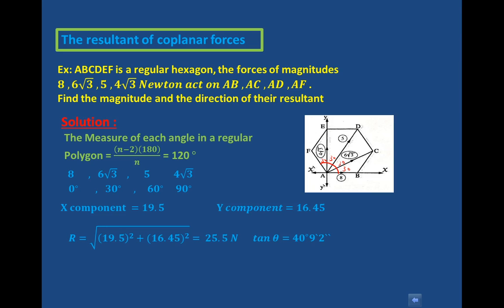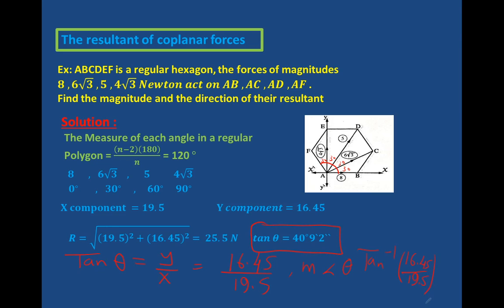The direction can be calculated again by finding tan theta, which equals y over x. Take care, both values are positive values. 16.45 divided by 19.5. Then I will take the shift tan. I will calculate shift tan, tan inverse of 16.45 over 19.5. Here the measure of angle theta equals 40 degrees, 9 minutes and 2 seconds.